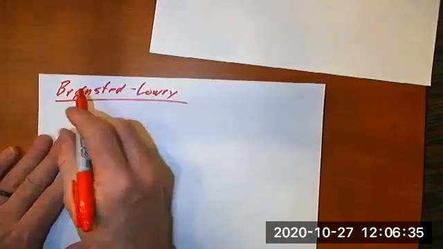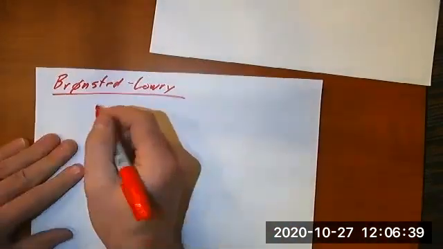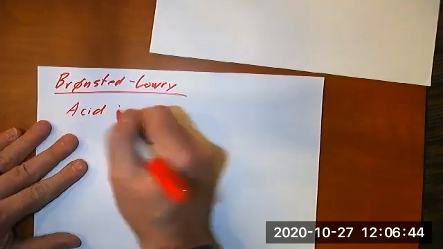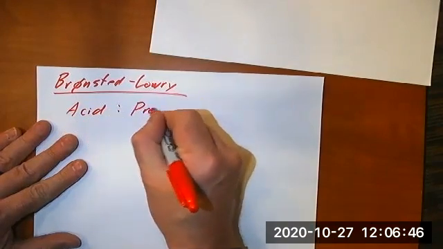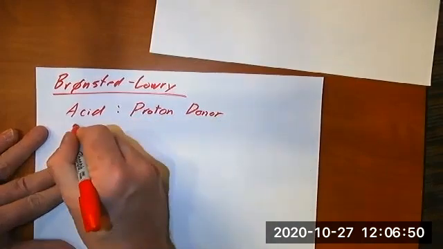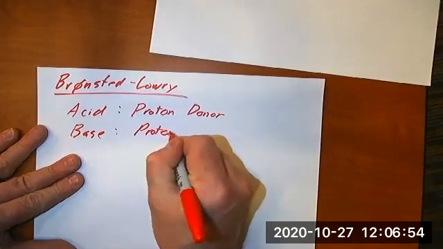Which says, this was proposed by two scientists independently at the same time. And this one says that an acid is a proton donor. And it says that a base is a proton acceptor.